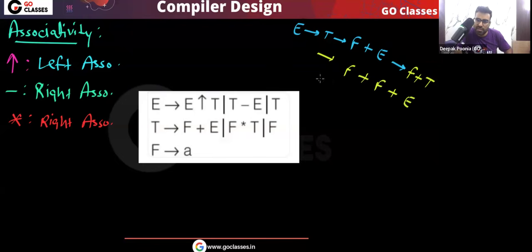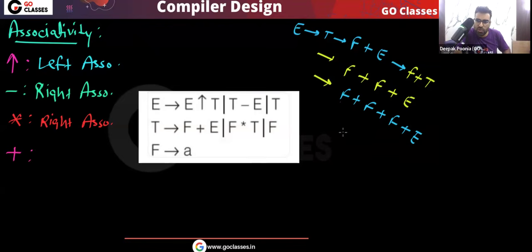Similarly, if you repeat this process, then what will happen? This E will again go to T, T will go to F plus E. So it's like this. Basically this plus is right associative here. When you are discussing associativity, the operator should be the same operator. For example, when I am discussing the associativity of plus, you bring this plus side by side.